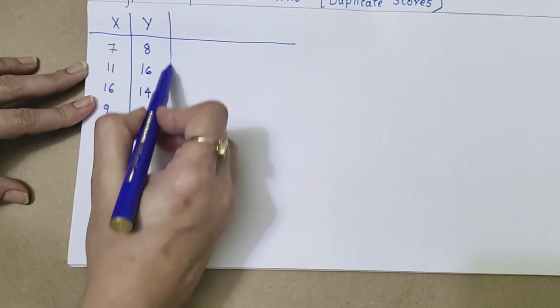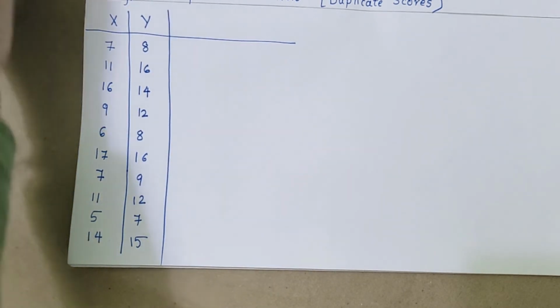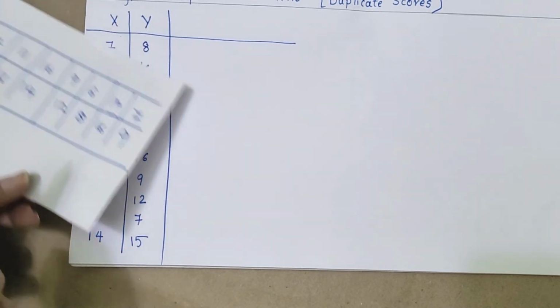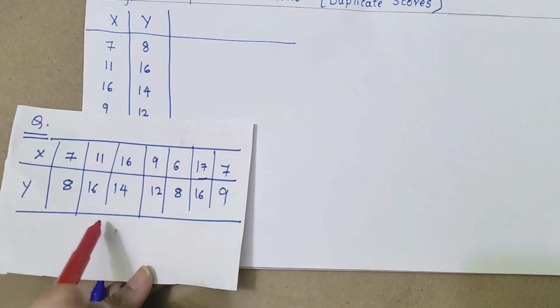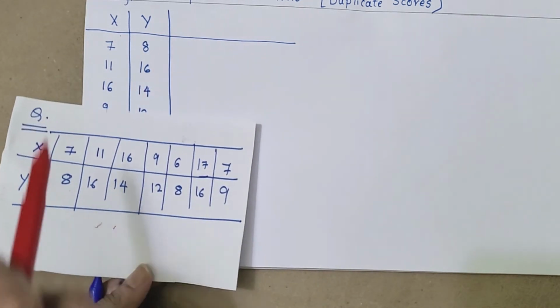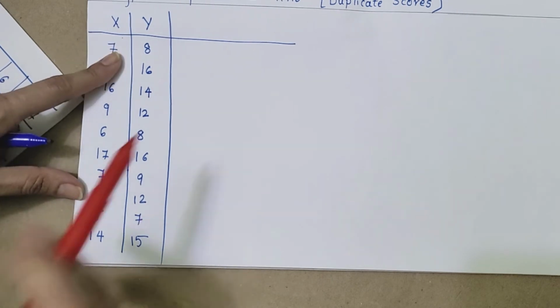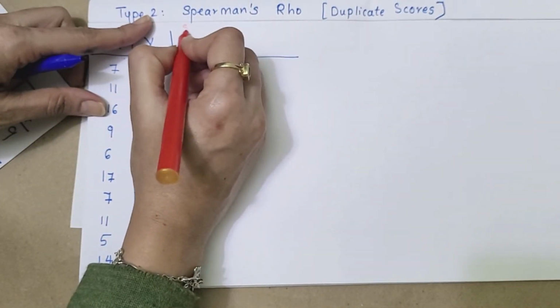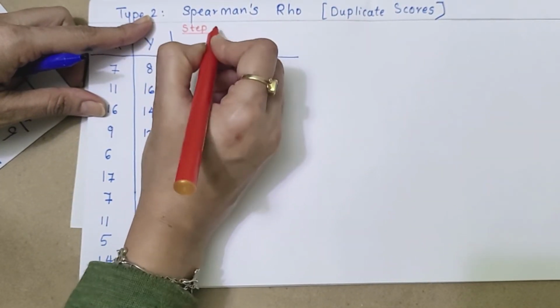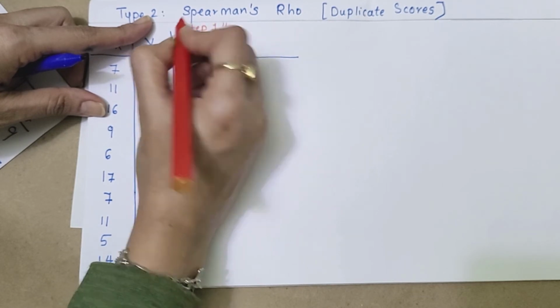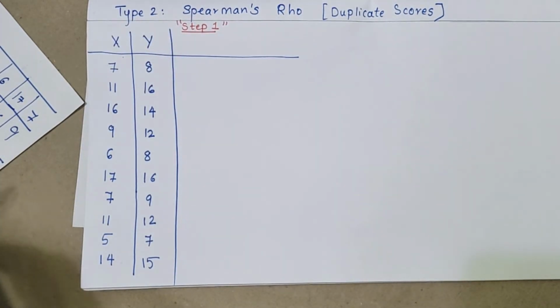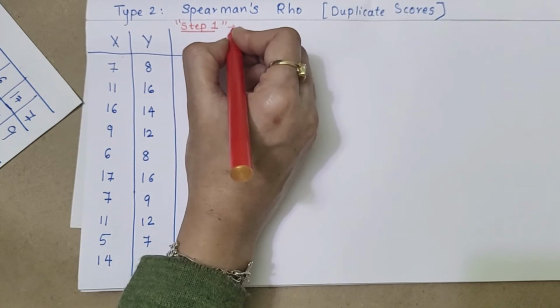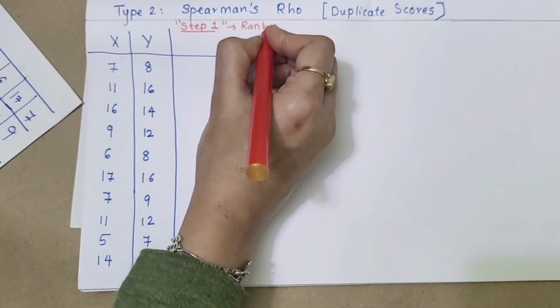Now what do we do? You can write this as your step 1 if you want to write the conversion from this format to this format, or you can just consider this as step 1. So I will write down step 1 directly, where we are going for the ranking. So what is your step 1? Ranking.